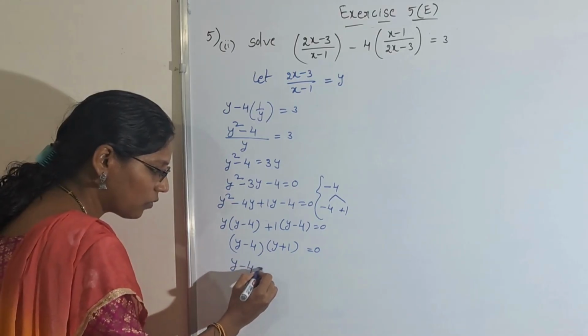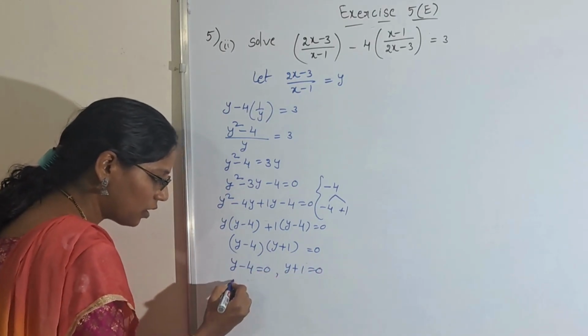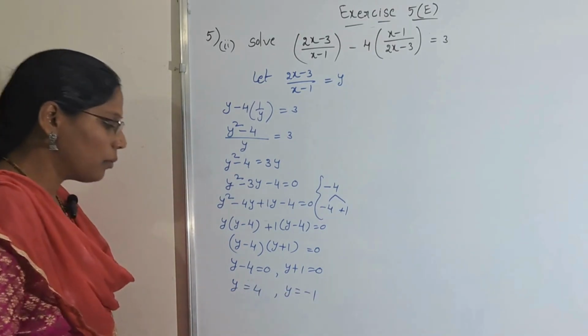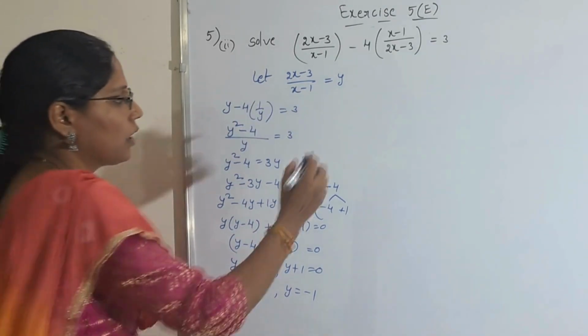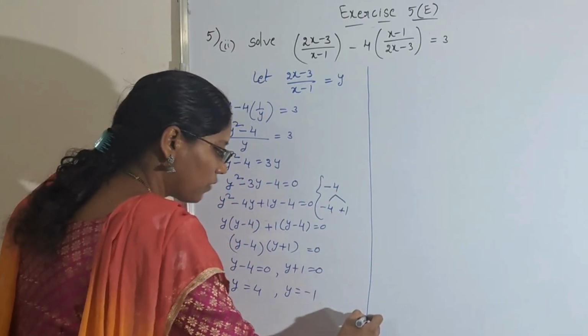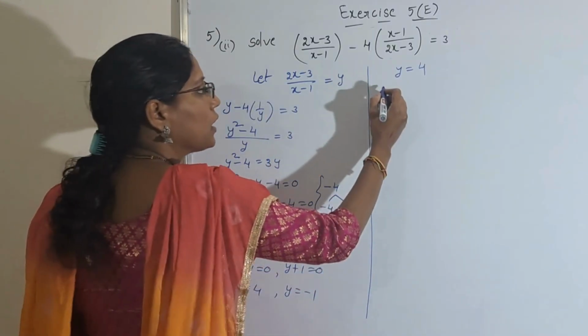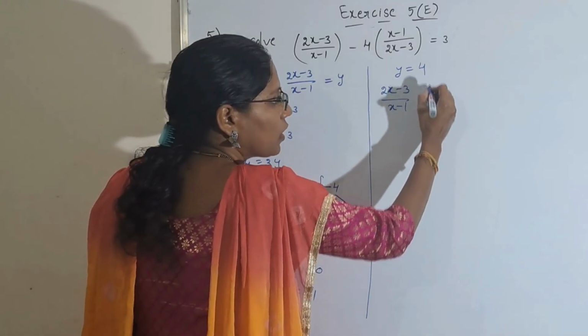y minus 4 equal to 0. Here y plus 1 equal to 0. Here y is equal to 4, y is equal to minus 1. But what is the y value here? It is (2x minus 3) by (x minus 1). We have to substitute it instead of y. y is equal to 4, we have to take first. Here (2x minus 3) by (x minus 1) equal to 4.